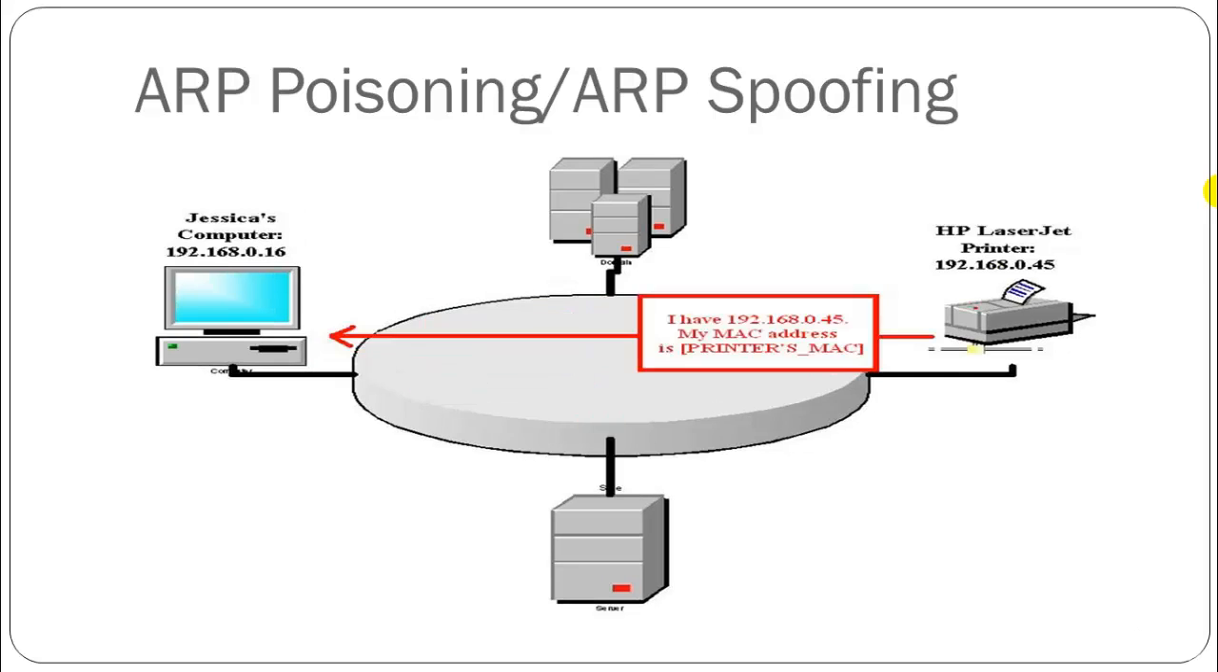and all the devices on the network ignore this ARP request except for the HP LaserJet printer. The printer recognizes its own IP in the request and sends an ARP reply: Hey, this is my IP address and here is my MAC address, as you can see in this diagram. Now Jessica's computer knows the printer's MAC address. It sends the print job to the device, and it also associates the printer's MAC address with the printer's IP address of 192.168.0.45 in its ARP table.